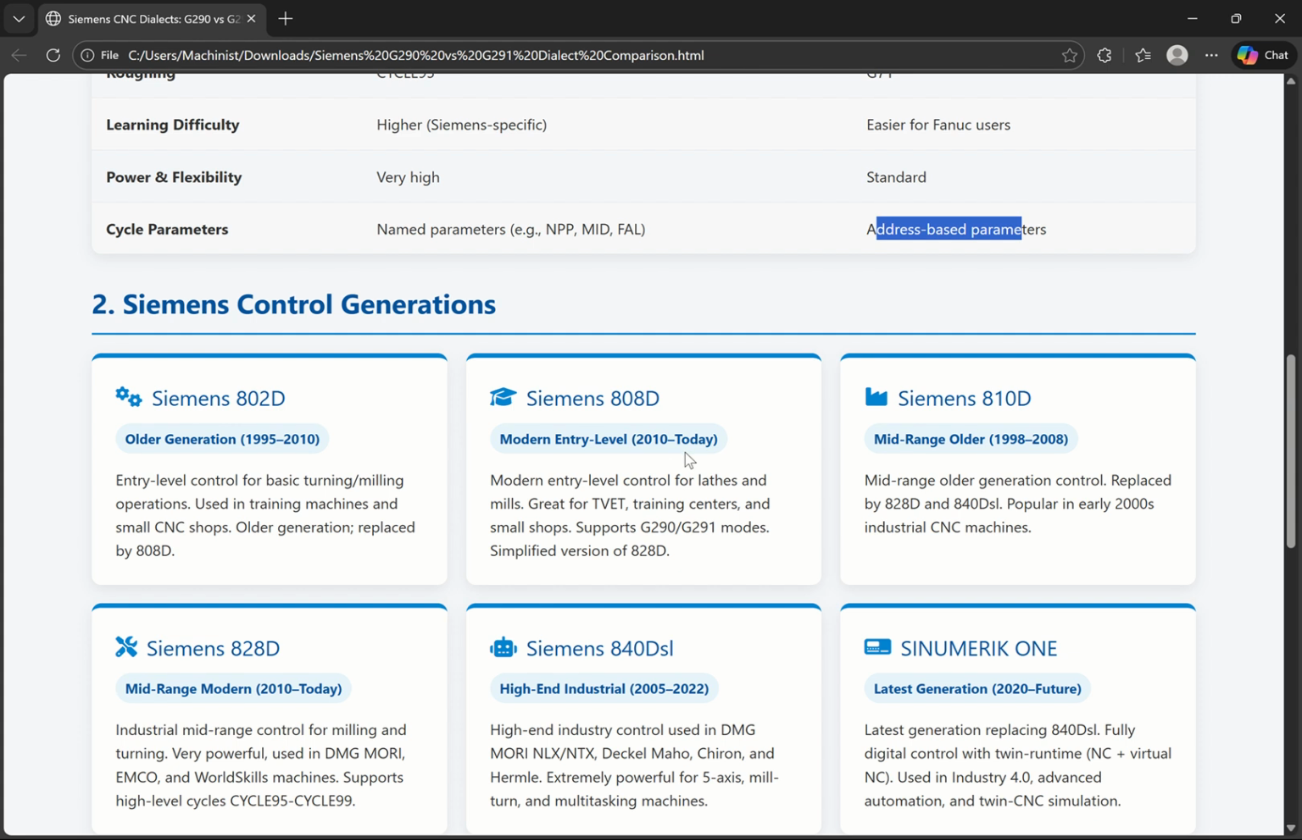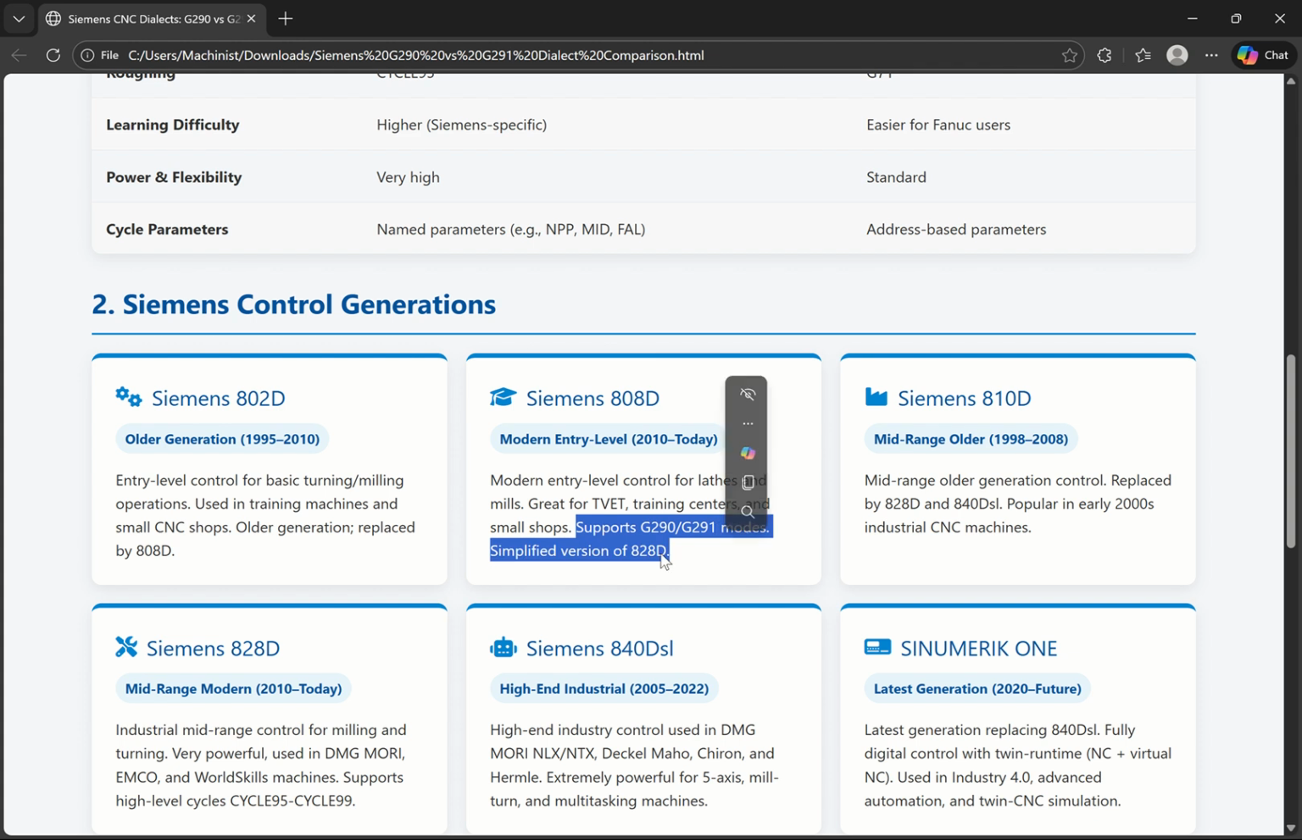Since 2010 until today it's being used because it now supports these G290 and G291 modes when you are activating it. You call it a simplified version of 828. Then you have the 810D. This was a mid-range also, which came in between 1998 to 2008.